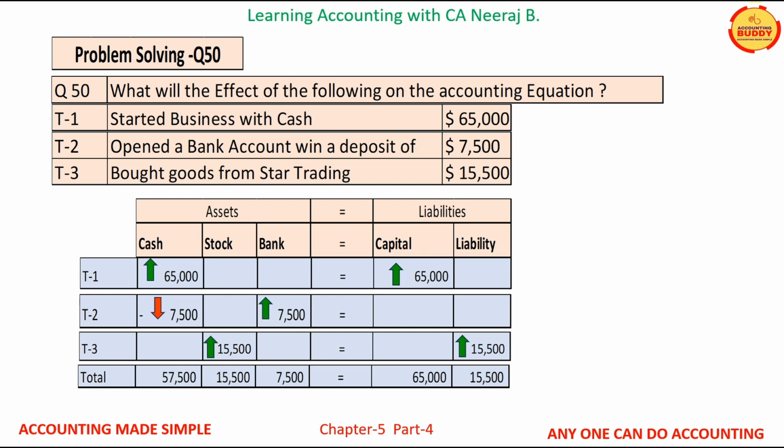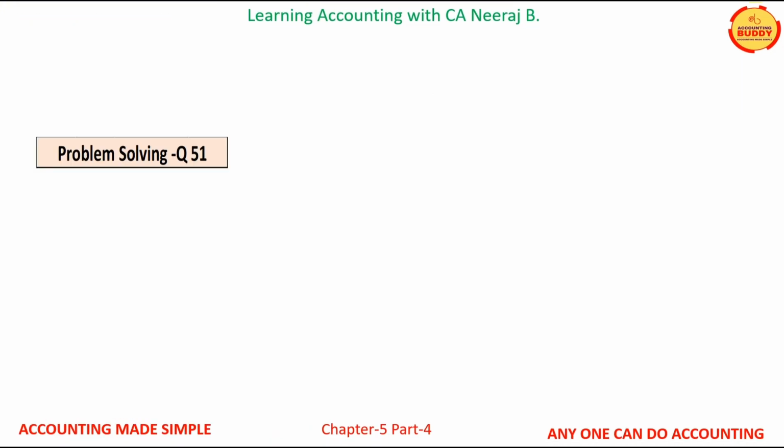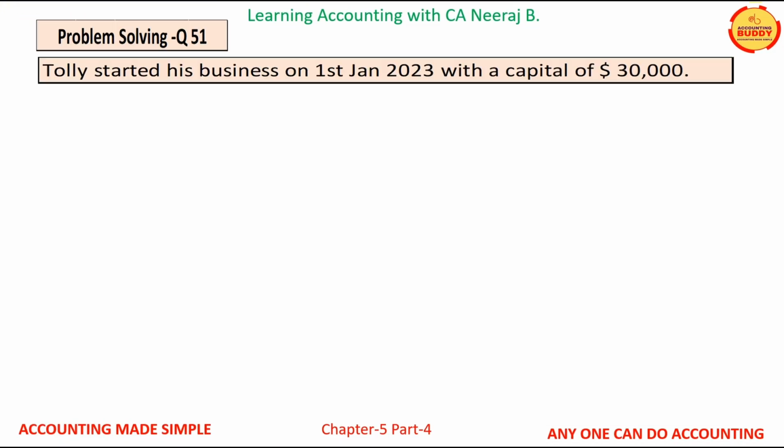On the asset side, we have cash of $57,500, stock of $15,500, and bank balance of $7,500. And on the liability side, we have $65,000 of capital and $15,500 of liabilities. The total of the left hand side balance of 80,500 is equal to the right hand side balance of 80,500. Problem solving question number 51 is on your screens.